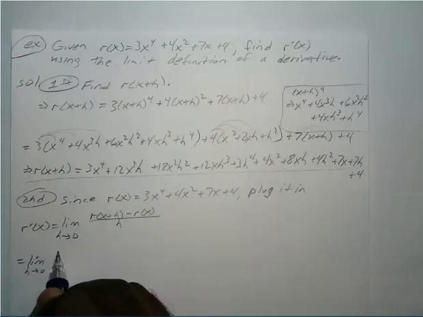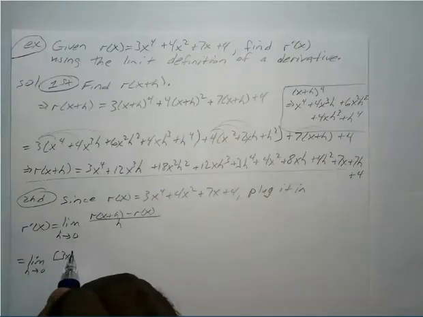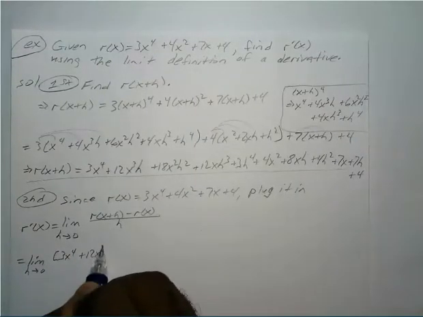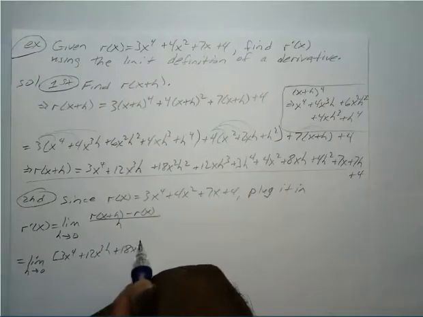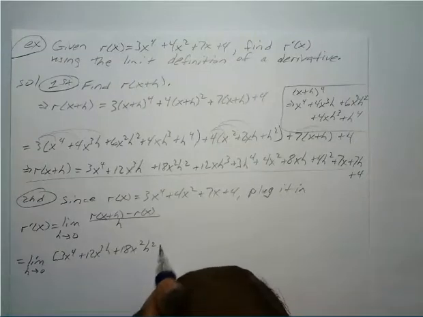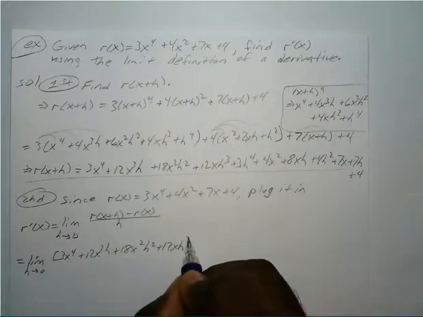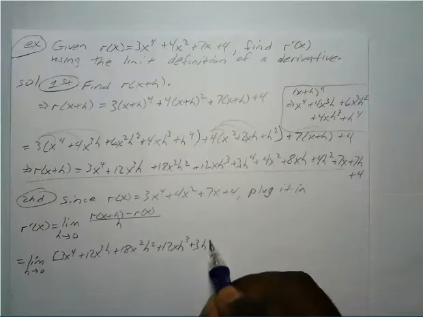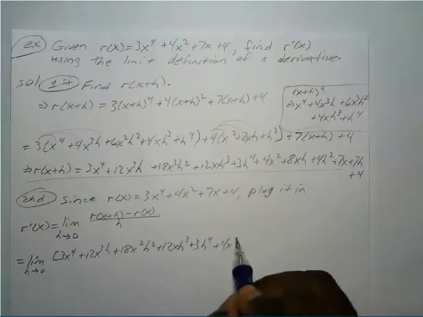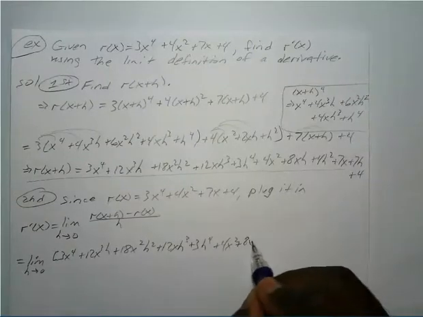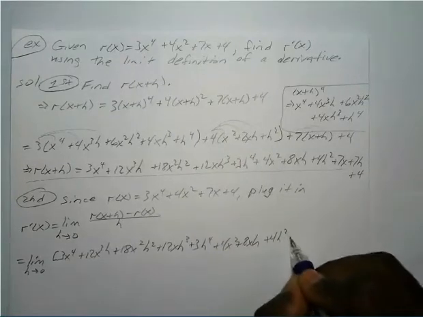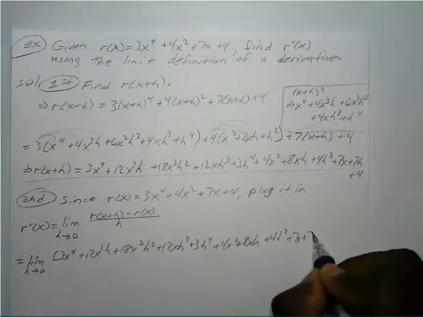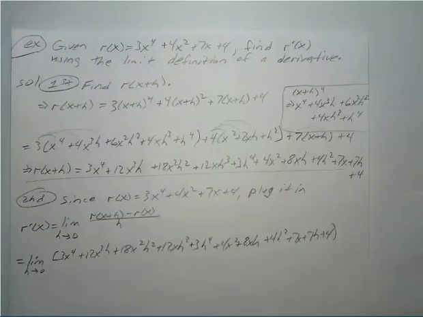Okay, so that's 3x to the fourth plus 12x to the third h plus 18x squared h squared plus 12xh to the third plus 3h to the fourth plus 4x squared plus 8xh plus 4h squared plus 7x plus 7h plus 4.